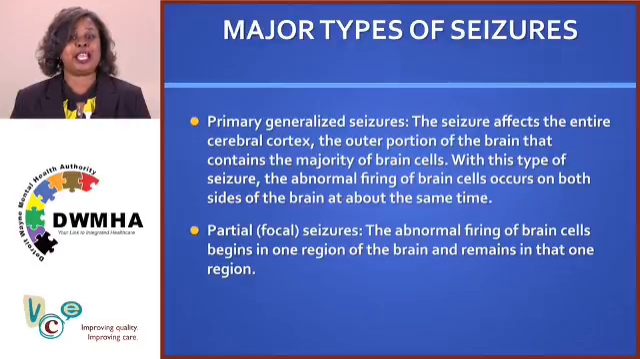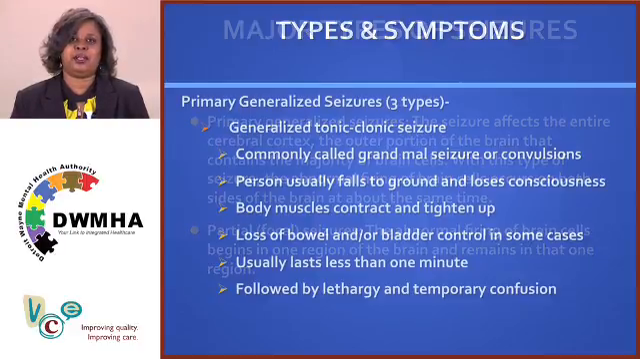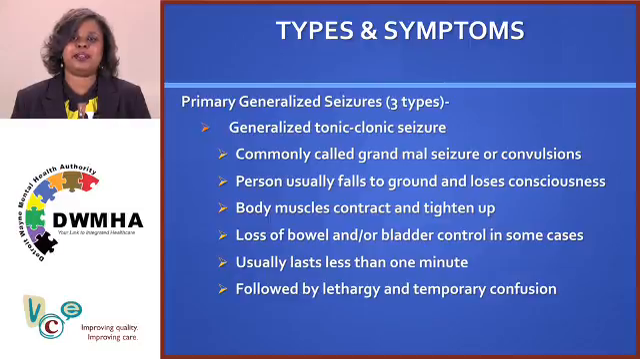There are 2 major types of seizures. Primary generalized seizures affect the entire cerebral cortex, the outer portion of the brain, which mostly contains brain cells. The abnormal firing of brain cells occurs on both sides of the brain at about the same time. Now, partial or focal seizures are the abnormal firing of brain cells beginning in one region of the brain and remaining in that one region. We will discuss 3 types of primary generalized seizures.